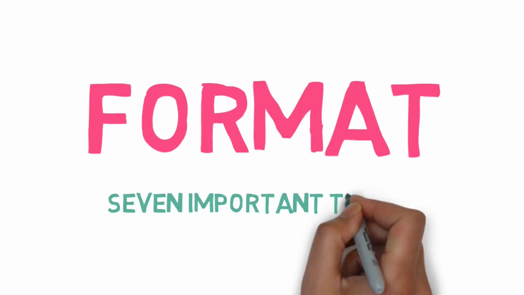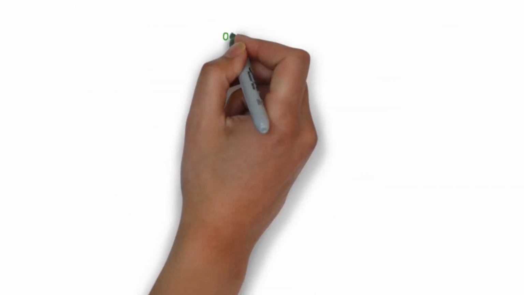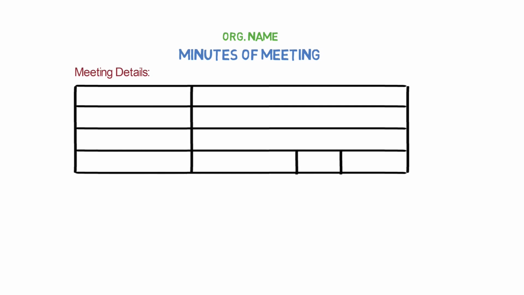minutes of meeting. There are 7 important things in meeting minutes. Number 1, at the top middle, write the name of the organization and just below it, write minutes of meeting or meeting minutes. Number 2, leave some space and write meeting details. In meeting details section, you can create a table in this way and write 5 important details. Number 1, meeting name. It could be a general meeting or any specific meeting. Number 2, meeting objective. You can write meeting objective in this way.